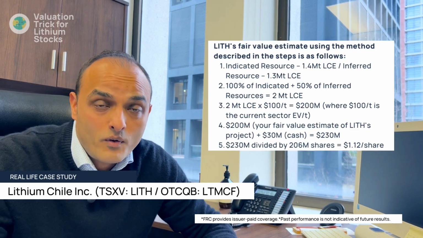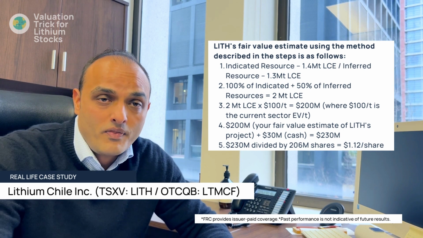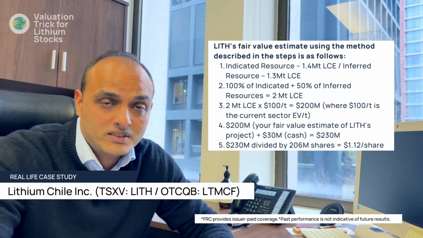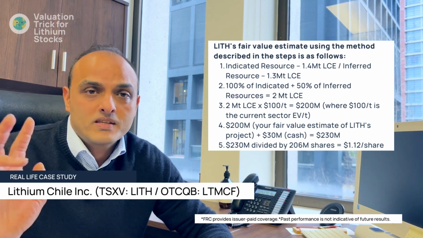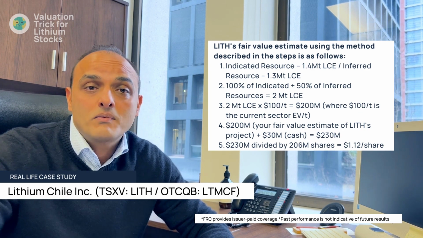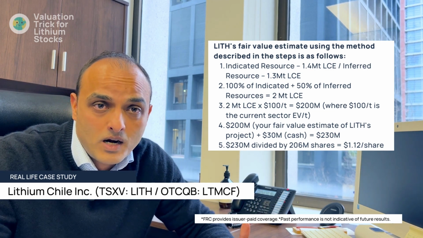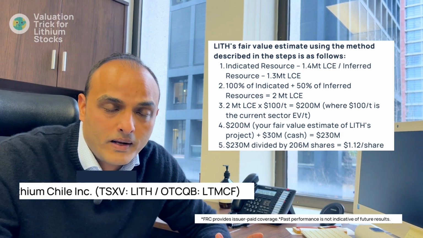Step 1, we found Lithium Chile's resource estimate, which we found on the company's website. We found that they have 1.4 million tons of lithium carbonate in indicated resources and 1.3 million tons of lithium carbonate in inferred resources. Step 2, calculate 100% of indicated resources and 50% of inferred resources, and then you get 2 million tons lithium carbonate, which is 100% of 1.4 and 50% of 1.3.